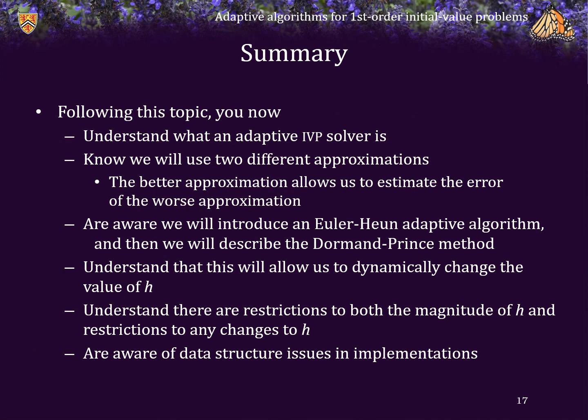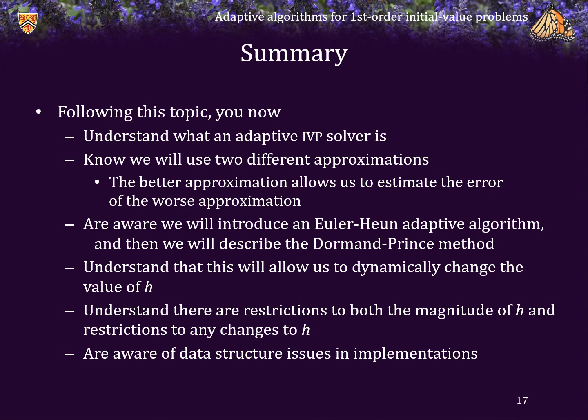Following this topic, you now understand what an adaptive initial value problem solver is. You also know that we are going to be using 2 approximations in this solver at every single step. And we will use at every single step the better approximation to estimate the error of the worse approximation. You're aware that we will introduce such techniques with a hybrid Euler-Heun adaptive algorithm, one that I came up with, and then we will carry on to describe the Dormand-Prince algorithm.